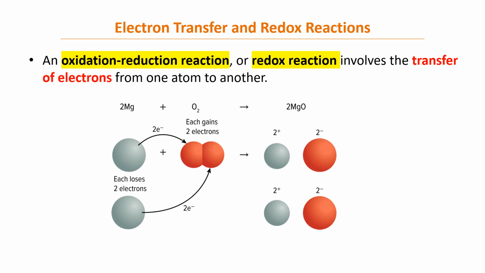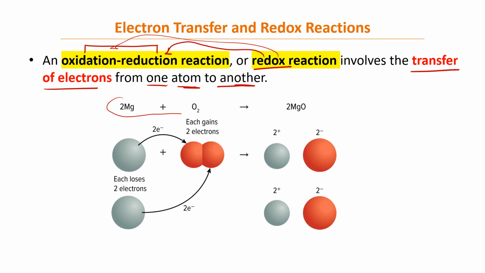So, as you remember from the class, we said an oxidation reduction reaction, or we can simplify this long terminology into redox reaction. So ox from oxidation, red from reduction, involves the transfer of electrons from one atom to another. Okay, from one atom to another. So redox reactions mean there is a transfer of electrons between atoms in the reactants.